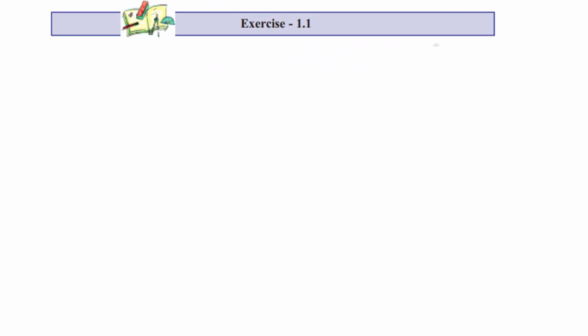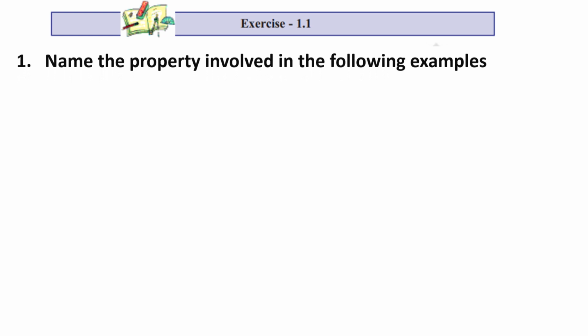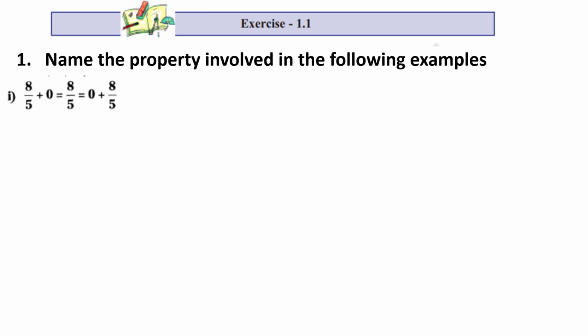Exercise 1.1. First question: name the property involved in the following examples. By using the properties, we name the properties. What is involved in these following examples? Let us see the first one, that is 8 by 5 plus 0 equals 8 by 5 equals 0 plus 8 by 5. So this is additive identity property.